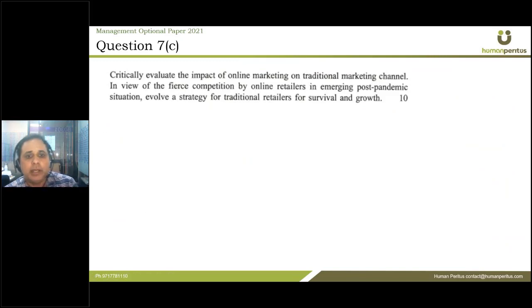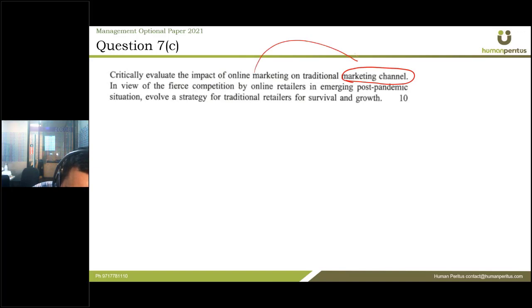Next one. Critically evaluate the impact of online marketing on traditional marketing channel. In view of fierce competition faced by online retailers in emerging post-pandemic situation, evolve a strategy for traditional retailers for survival and growth. So there are two parts to the question. Let's look at part one. What is the impact of online marketing on the traditional marketing channel? So we have to focus on distribution decisions only.